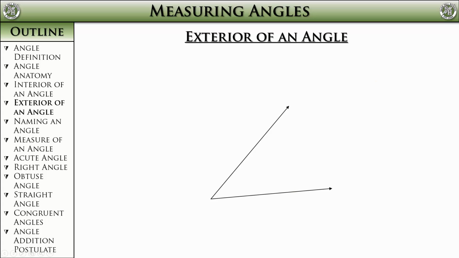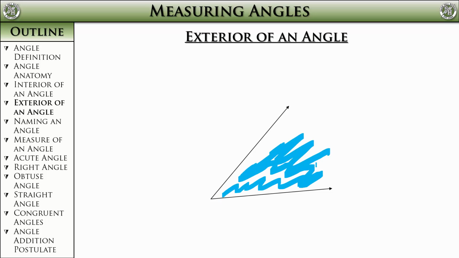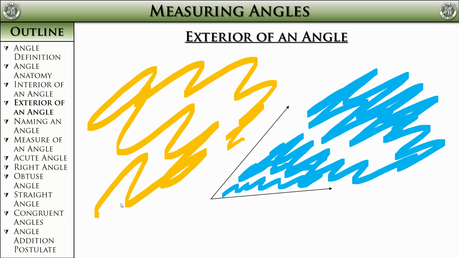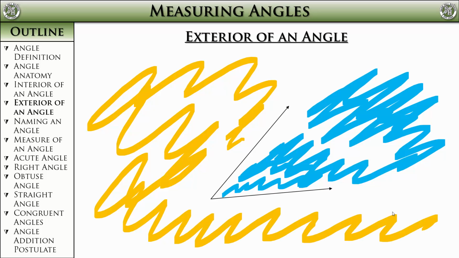So now the exterior of the angle. You can probably guess at this point, but if this part is on the interior, even the stuff way over here, then this part must be on the exterior. Pretty simple. Given any point on the plane of this angle, it will always be one of three things: either on the interior, on the exterior, or on the edge, on top of the angle, which is neither on the interior or the exterior.